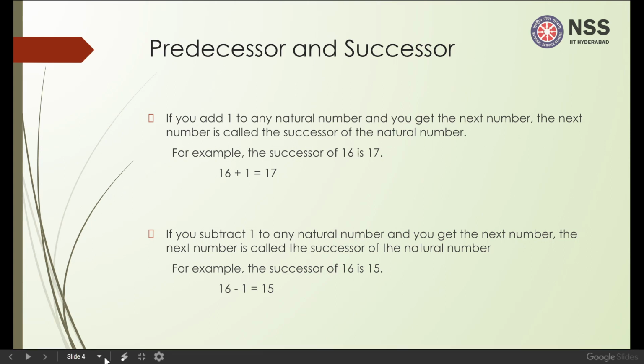So for example, if we have 16, the successor would be 16 plus 1, which is 17. Therefore, 17 is the successor of 16. Similarly, for predecessor in natural numbers, it's a natural number which is just before a given natural number. So if we subtract 1 from a given natural number, we get the predecessor. So for example, for 16, if we subtract 1, that is 16 minus 1 gives us 15. Therefore, the predecessor of 16 is 15.